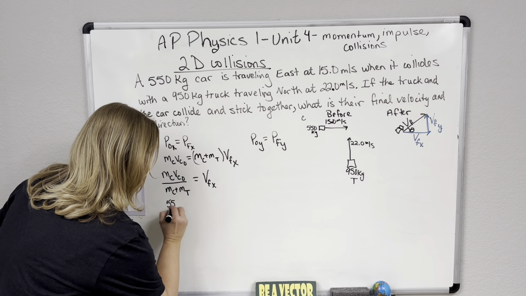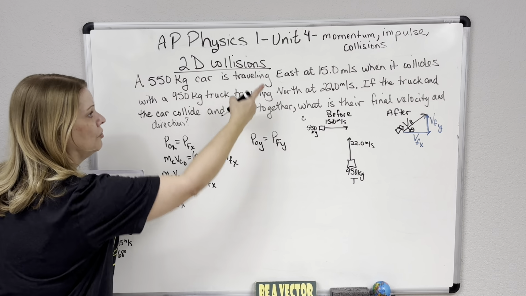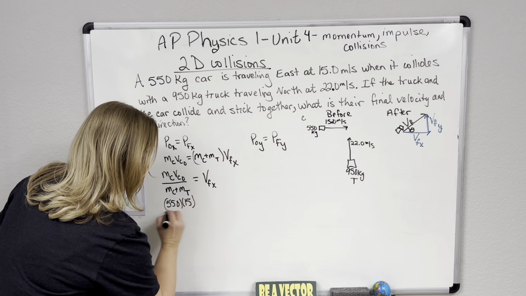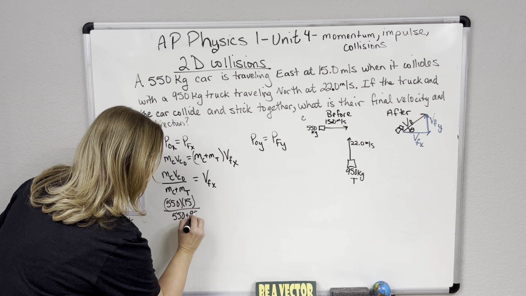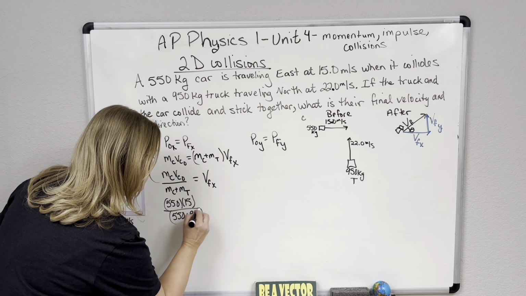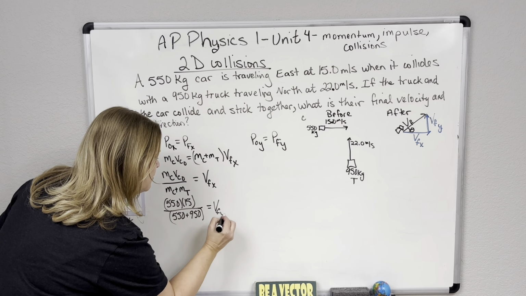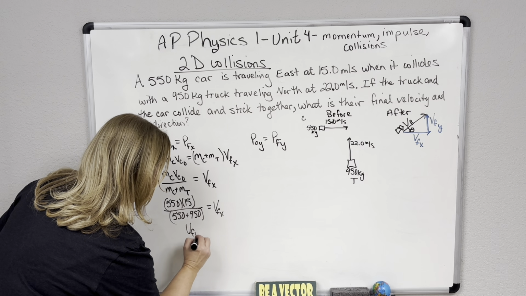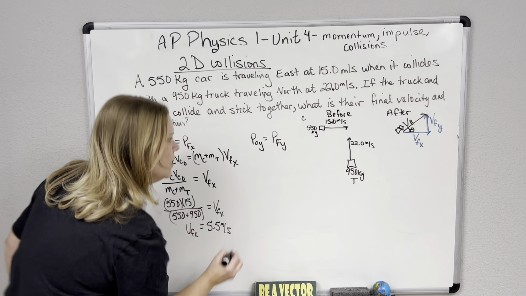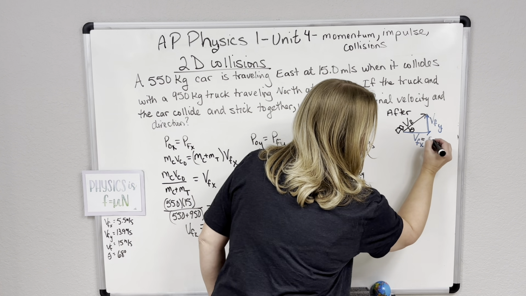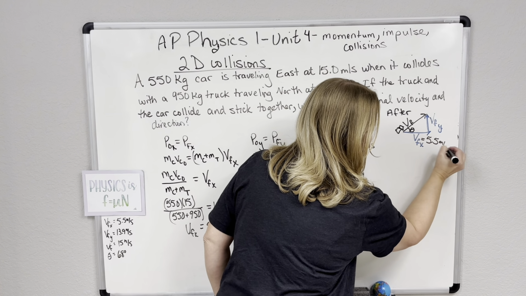It's 550 times the initial, which was 15, divided by 550 for the car plus 950 mass in kilograms for the truck. And that final velocity in the x actually turns out to be 5.5 meters per second. So I can put that over here. It's 5.5 meters per second.